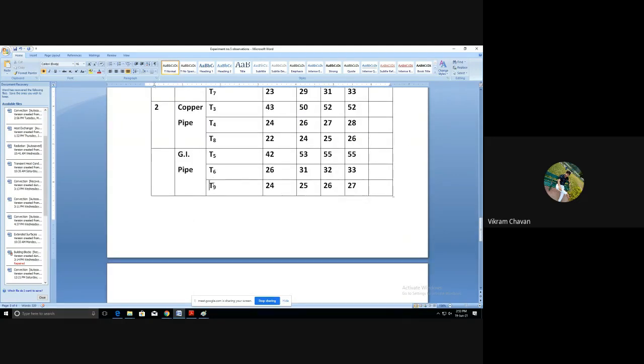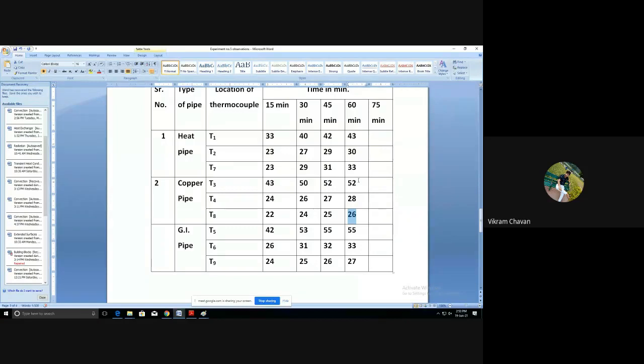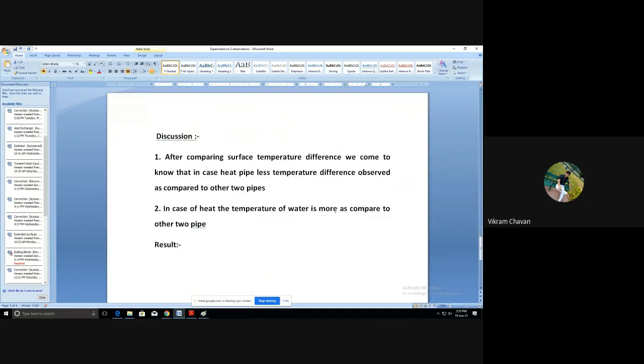For the GI pipe, the T9 thermocouple measures the water temperature and it is equal to 27 degrees Celsius. Then for the copper pipe, the T8 thermocouple measures the temperature of water and it is equal to 26 degrees Celsius. And for the heat pipe, even for a very small inlet temperature, as compared to the other two pipes the source temperature for the heat pipe is very less, and we are still getting the maximum sink temperature. So we can write: in case of the heat pipe, the temperature of water is more as compared to the other two pipes.